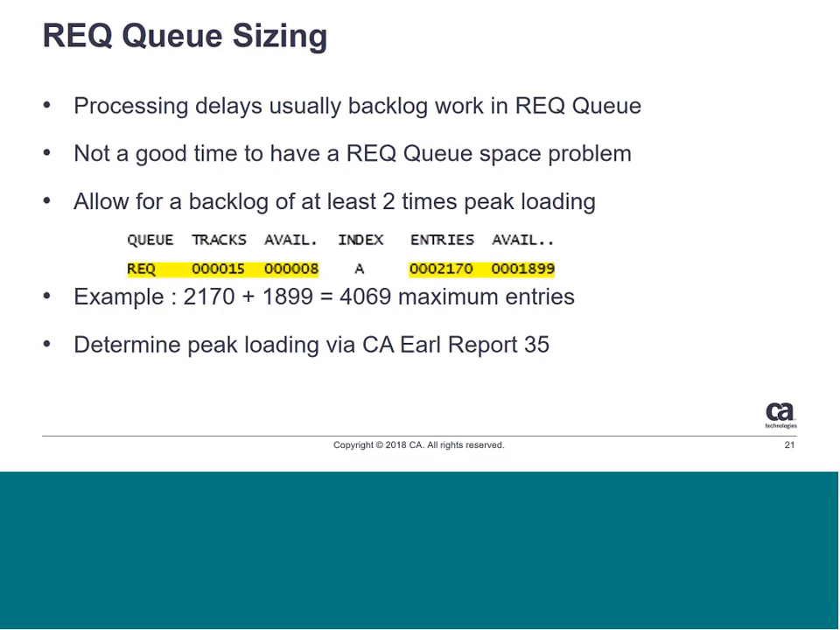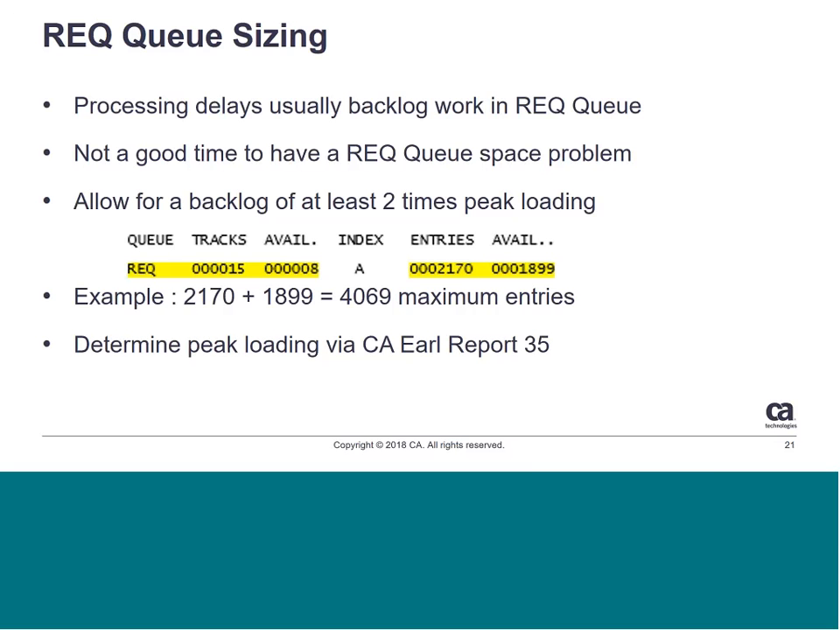So you look at the entry to the request queue from your display queue equals all command, and you can see how many tracks you've got allocated, how many are available, and how many entries you have in the used tracks, and therefore also how many available entries are left. In the example here, we have 2,170 entries and space for 1,899, a total of 4,069 maximum entries available in those 15 tracks of space that are allocated to the request queue.